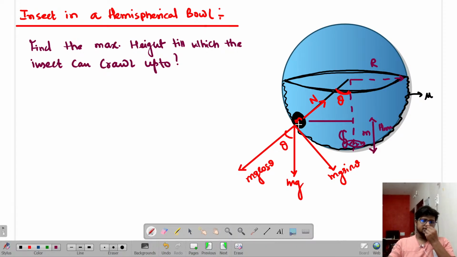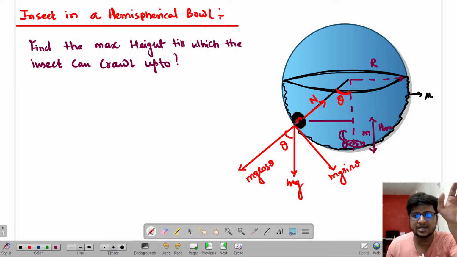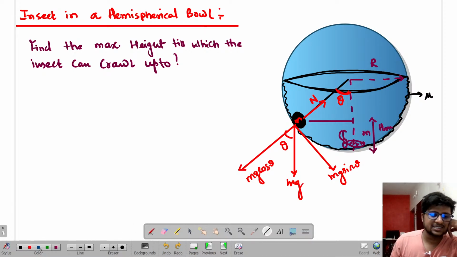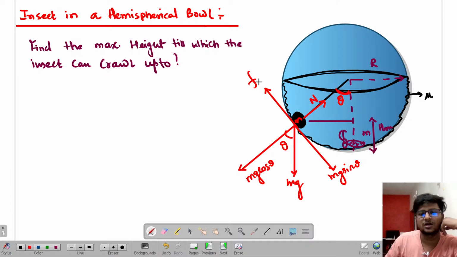You tell me, when this insect reaches maximum height, you know that it cannot rise furthermore upwards. What will happen then? This particular insect has now much more tendency to fall downwards, yes or no? So at maximum height, as the body has a tendency to fall down, the body will experience a frictional force in which direction? Upward direction. This is my F required.